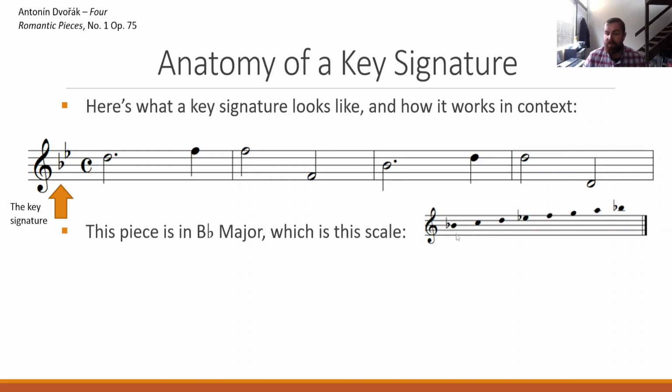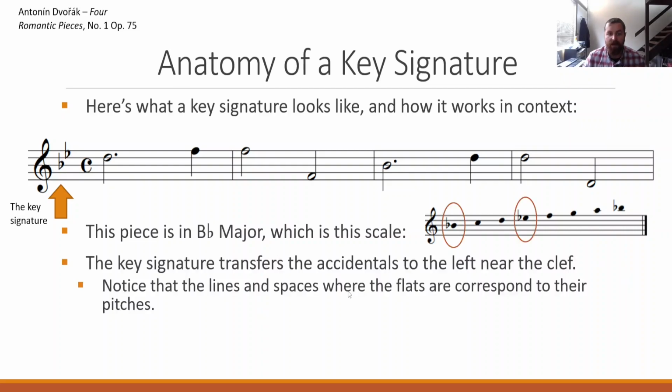But notice that in the B flat major scale, all the B's are flat and all the E's are flat. Well, instead of writing out all these accidentals, we can take them and put them over here, B flat on the B line and E flat on the E space. And that makes our key signature. It transfers the accidentals to the left near the clef. Notice that the lines and spaces where the flats are correspond to their pitches. This is true for sharps as it is for flats. The fat part of the flat symbol is over the B line, for instance.